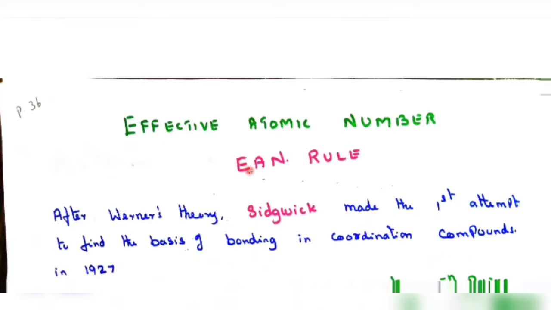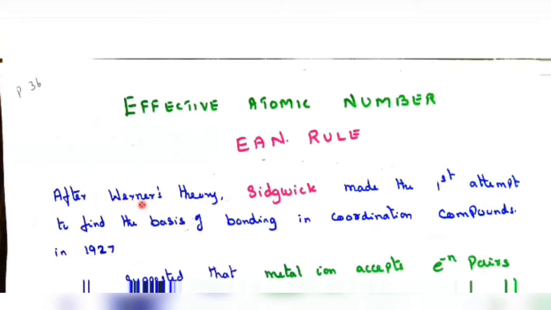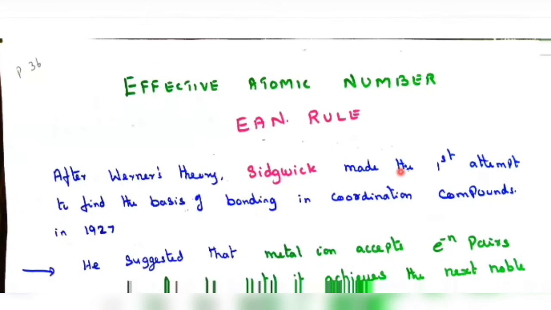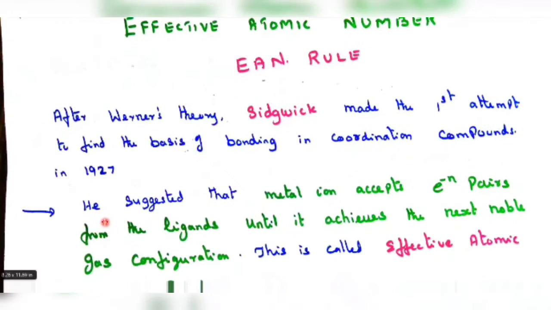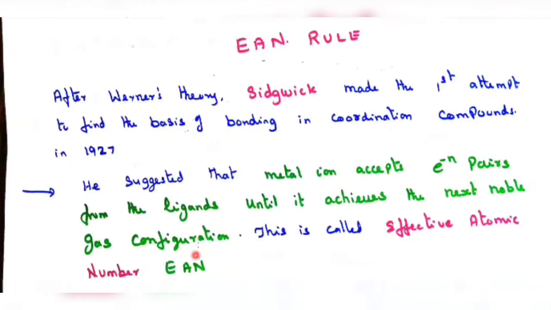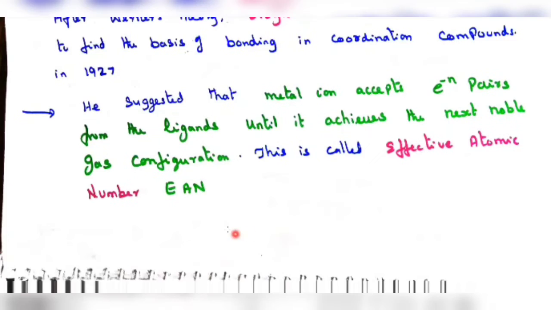Today, let us see the effective atomic number rule. What is the effective atomic number rule? After Werner's theory, Sidgwick made a first attempt to find the basis of bonding in coordination compounds in 1927. He suggested that the metal ion accepts electron pairs from the ligands until it achieves the next noble gas configuration. This is called the effective atomic number, EAN.